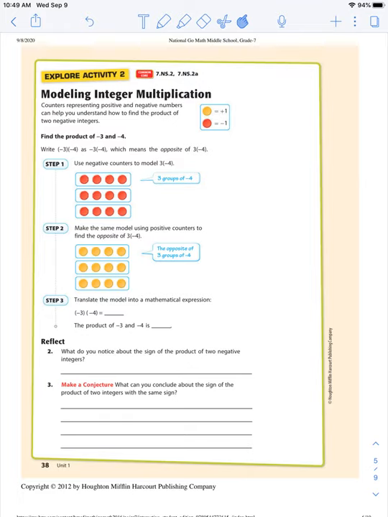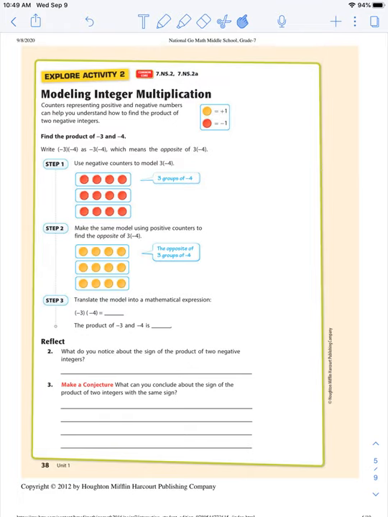All right, so the other way we're going to model integer multiplication is by using counters, those red and yellow chips. And the example that we're going to work on is a negative times a negative. So this one has multiple steps because even though we're finding negative 3 times negative 4, we're going to start with positive 3 groups of negative 4 and then take an extra step to find its opposite. We'll reflect at the end on why a negative times a negative is going to be the opposite. But let's figure it out first.